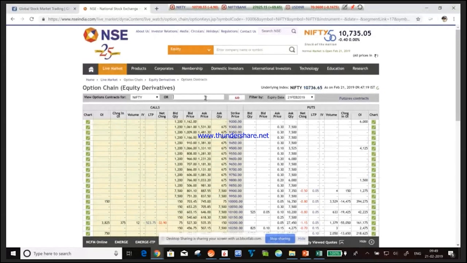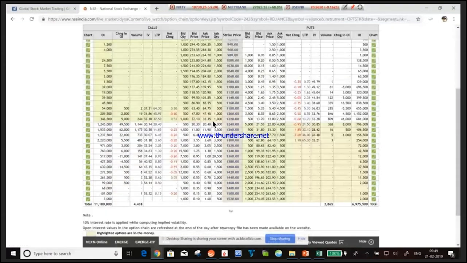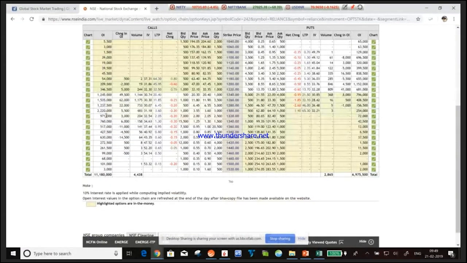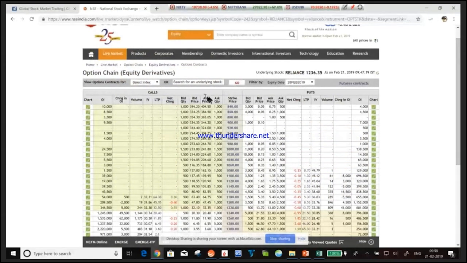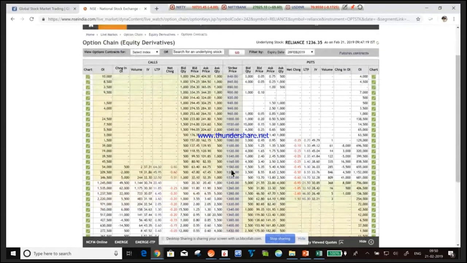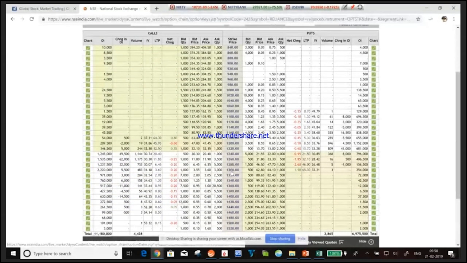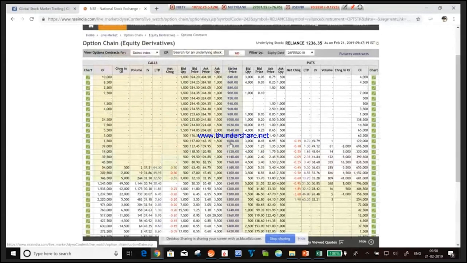All right, so let's take Reliance. Now this is the open interest that you see, the first column. The option chain is divided into two parts. The center is all the strike prices that the exchange has released for that particular script. If you see here, Reliance has strike prices at every 20 rupees interval. Did you see this?